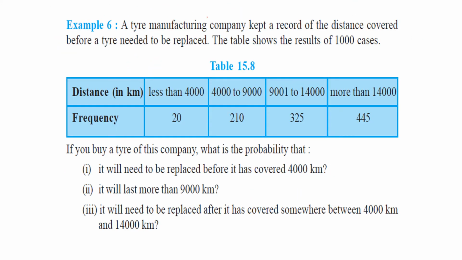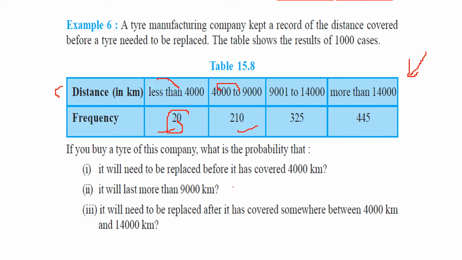A tire manufacturing company kept a record of the distance covered before a tire needed to be replaced. This table shows the result of 1000 cases. So the distance which is less than 4000, 4000 to 9000 like this, these are the frequencies. If you buy a tire of this company, what is the probability that it will need to be replaced before it has covered 4000 km? So this is 20 by this 1000, that will be the answer. I'll tell you one by one.